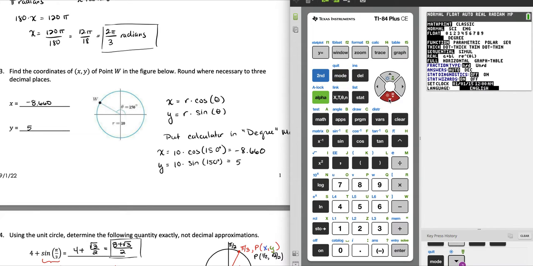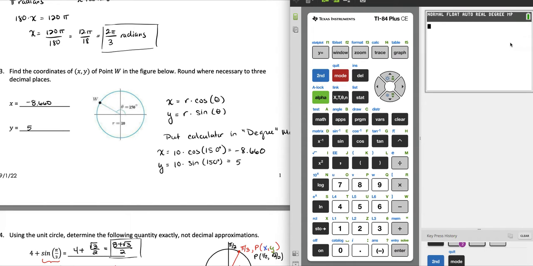So you can use your arrow keys here. Okay, so you can see I'm using my arrow keys. I'm going to put it on degree and press enter until it's highlighted. So now my calculator is in degree mode. I'm going to press second mode to quit out of that window. Now I can just put this into my calculator as 10 times cosine of 150. And right now my calculator knows that this 150 is 150 degrees, which is not the same thing as 150 radians. Okay, press enter and you get negative 8.66.